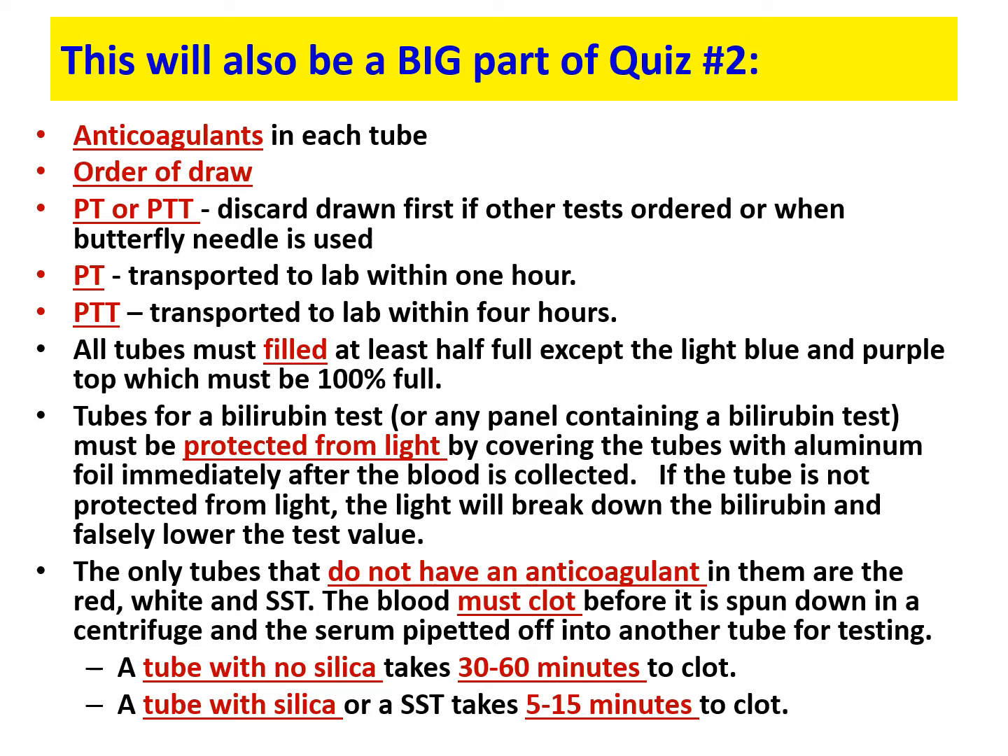And as I talked about earlier, if sodium is what's ordered or sodium's a part of that profile or panel, you would not want to use sodium heparin as it will falsely elevate your sodium. Also remember, the only tubes that do not have an anticoagulant in them are the red, white, and SST tubes. The blood must first clot before it can be spun down in the centrifuge and the serum pipetted off into another tube for testing. Remember, a tube with no silica can take from 30 minutes to 60 minutes to clot, and a tube with silica or an SST tube can take anywhere from 5 to 15 minutes.